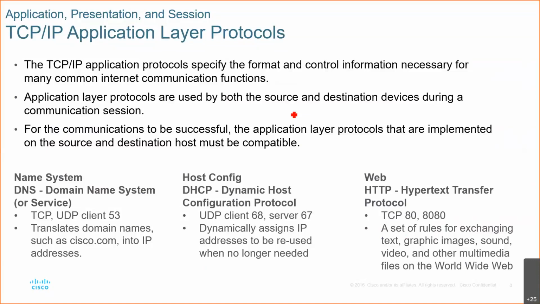For TCP and UDP, the port that they use is 53. The main responsibility of this protocol is to translate domain names such as cisco.com into IP addresses. We cannot remember all the IP addresses of all the websites in the world, but we can remember their DNS names.